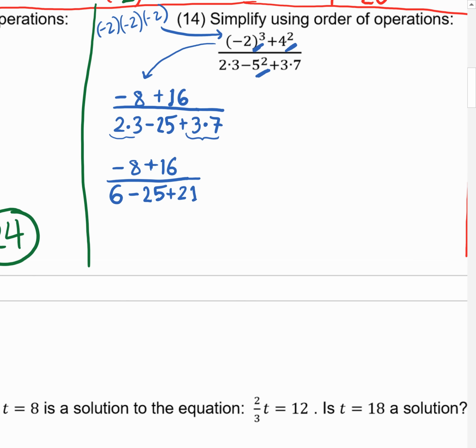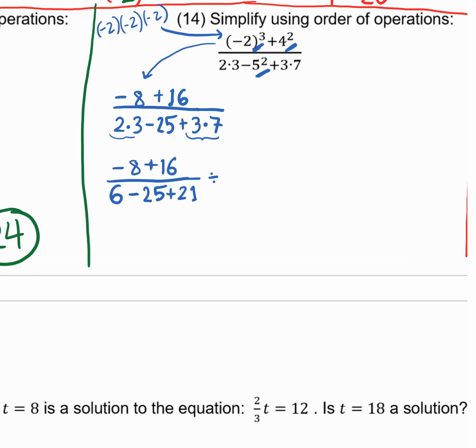Okay. And the next step is to divide, but I don't really see any division. There's no division in the numerator, there's no division in the denominator. I know that this big fraction bar is like a division sign, but the numerator and denominator are separated. You have to simplify the numerator until it's one number, same with the denominator, and then we can combine any like terms or reduce or whatever it is.